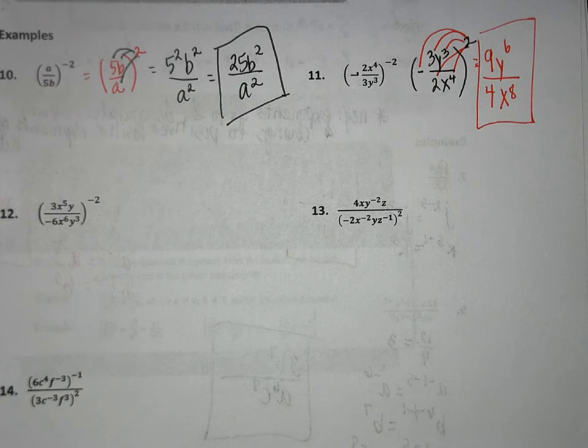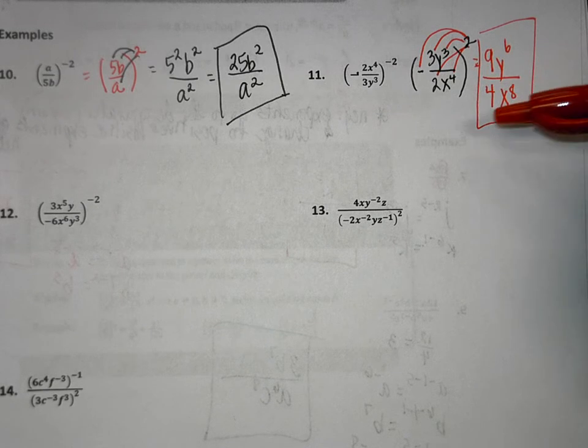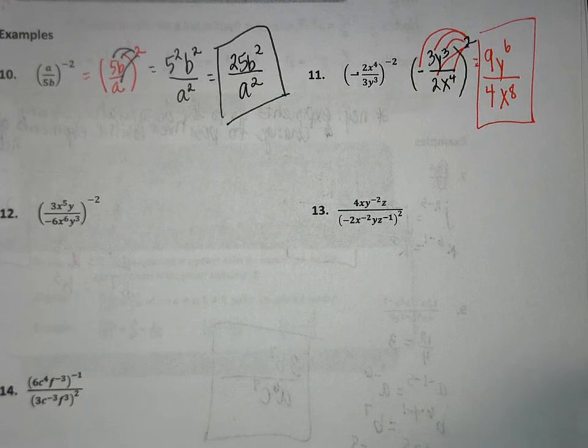If you end up with any negative exponents anywhere in here, you can get rid of negative exponents by changing the side that it's on. Okay?